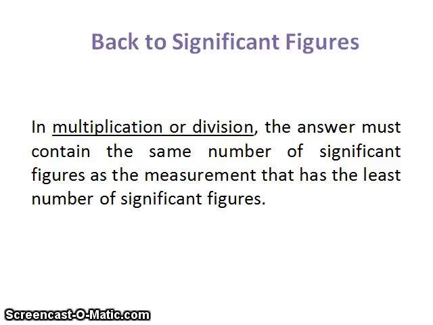The rule for multiplication and division is pretty simple. Look at the numbers you start with and determine how many significant figures each of them has. Your answer will have the same number of significant digits as your starting number with the fewest.